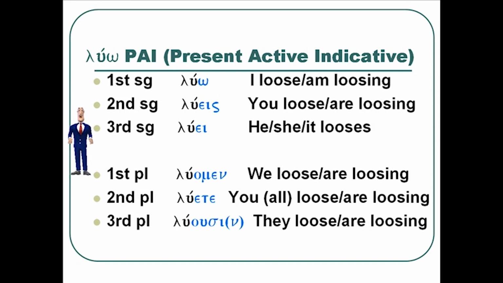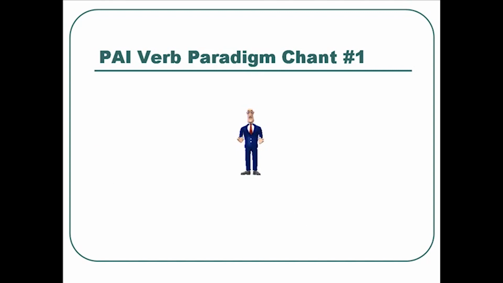This is the present active indicative paradigm for the verb luo, which is going to be our base form that we're going to work off of largely for all our verbs. Over the course of learning Greek, we've boiled it down to about 21 chants that are learned in first year Greek that give you the basics of much of the morphology, or the forms and structures of the language for your first year. So this is our first chant.